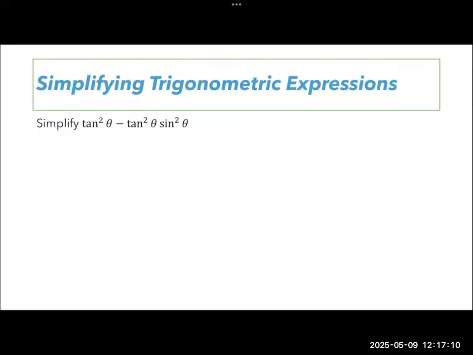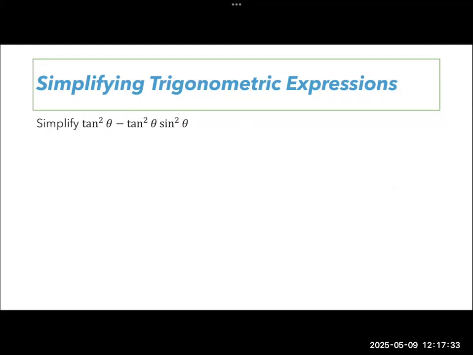So when you are simplifying something, for example, we have here that we're being asked to simplify tangent squared of theta minus tangent squared theta sine squared theta. If you go back and look at the identities, there might be some different possibilities of things that you could replace.